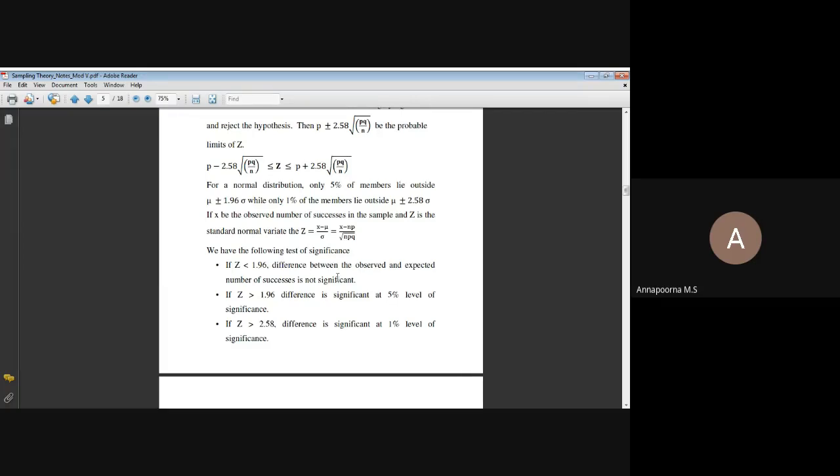In the first case, it is 5% level of significance. In the second case, it is 1% level of significance. If Z is greater than these two numbers, then you can say the difference is significant. Therefore, you can reject the hypothesis at 5% level of significance and at 1% level of significance.